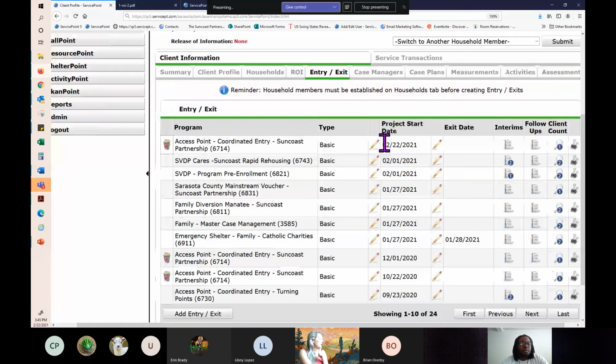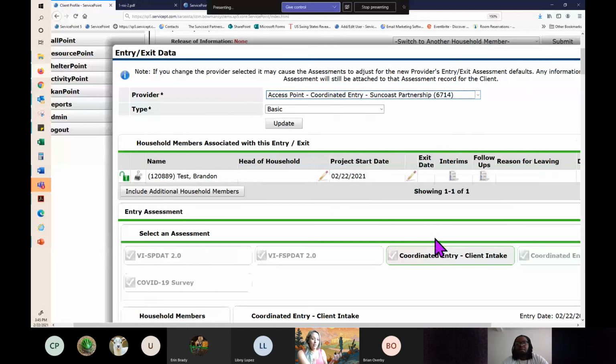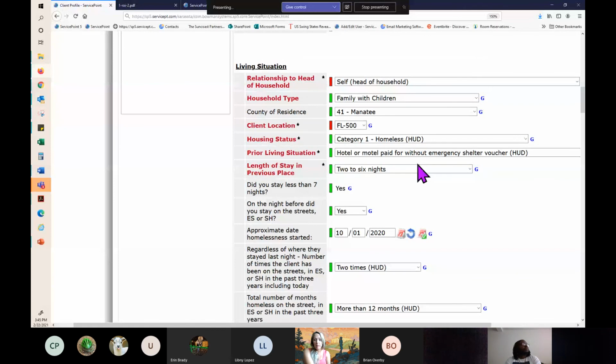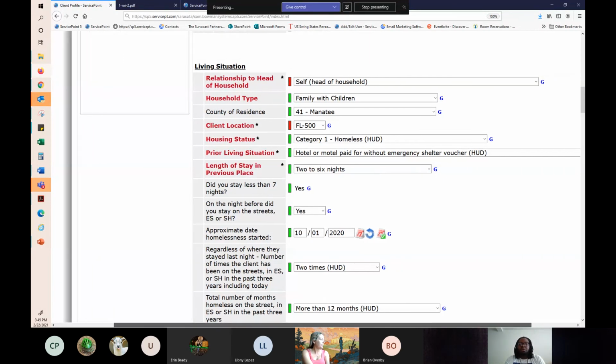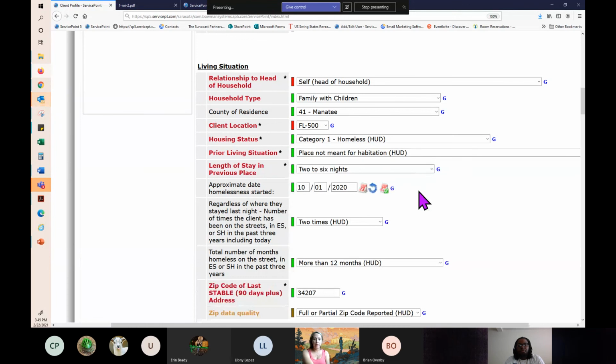I know we talked about it in the PowerPoint, but for our out-of-town friends and visitors that come to our community, if this client had identified, let's say, that last night they were in a place not meant for habitation, well, how long have you been here? When did you get here? Oh, I've been living in my car since I got here last Friday. Well, that is the client's approximate date homelessness started.